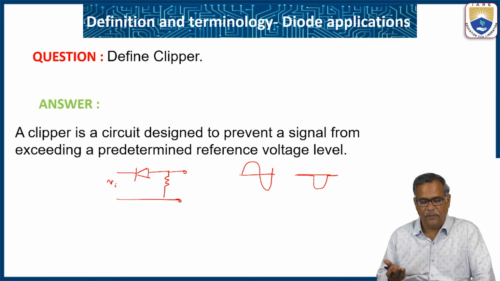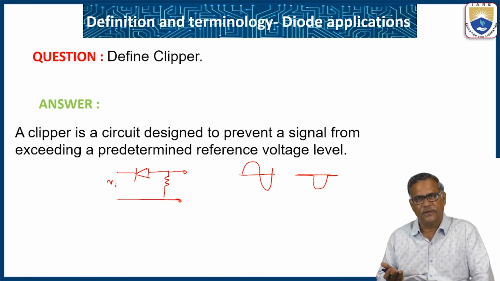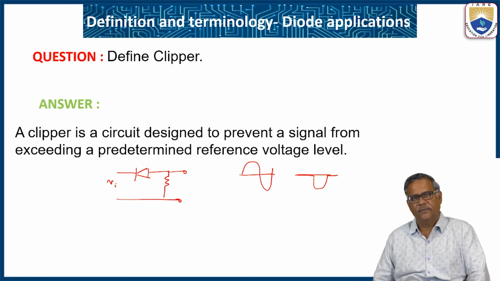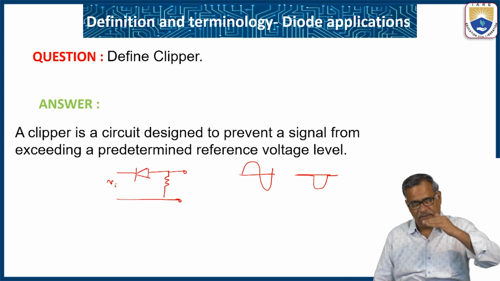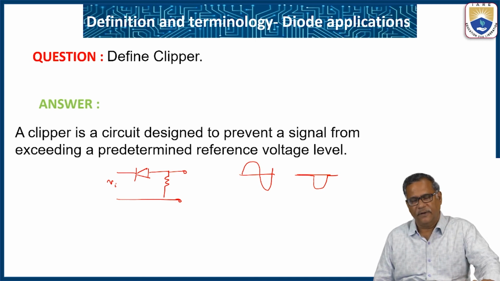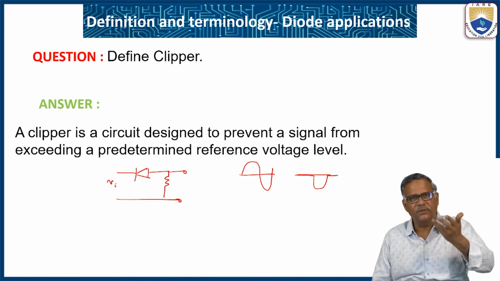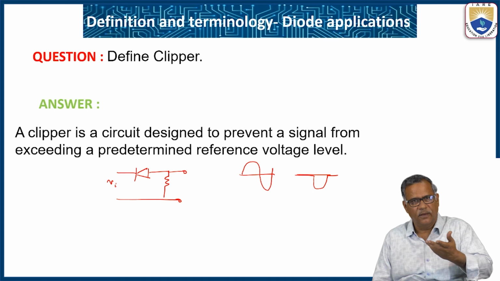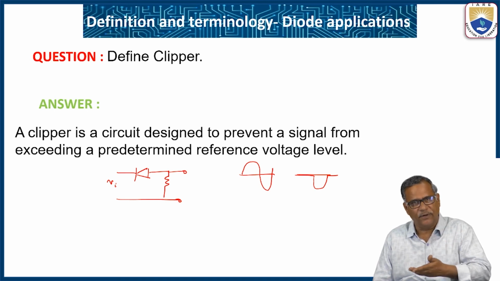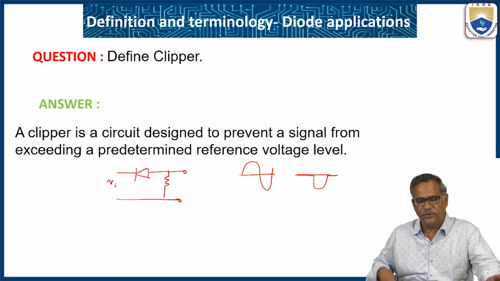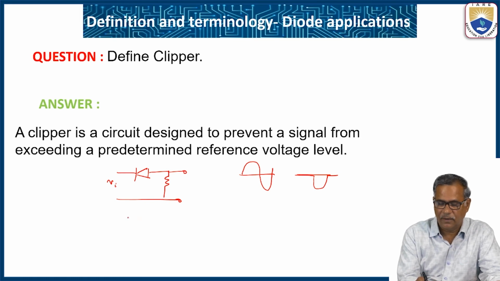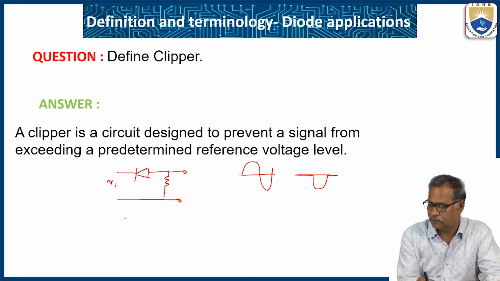And if you apply a reference voltage, then you get clipping at defined levels as per the requirement. So you also have the positive series clipper with positive reference voltage and the positive series clipper with negative reference voltage. The positive shunt clipper is like this. This is a positive shunt clipper.